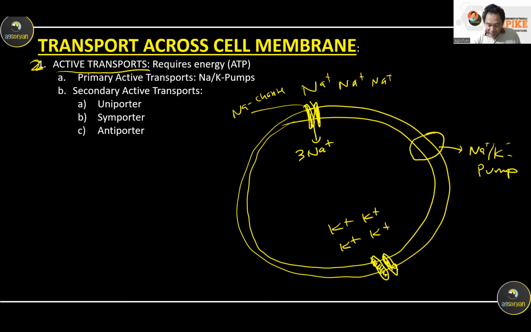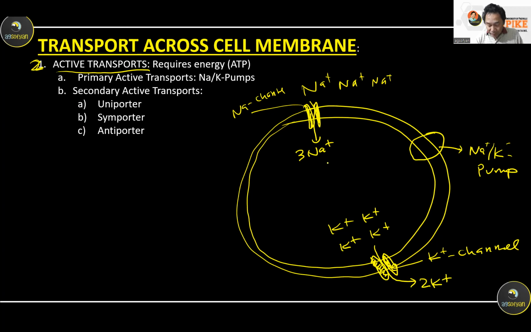Okay, potassium channel. Remember diffusion: it goes from higher concentration to lower concentration. So potassium will exit from the cell, but only 2 potassium exit from the cell. Now forget about the potassium or the sodium.